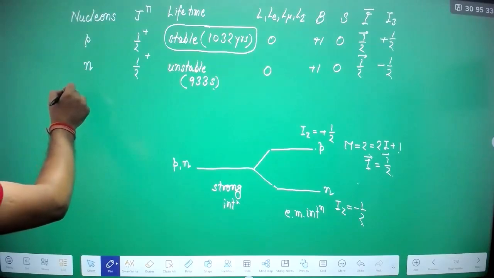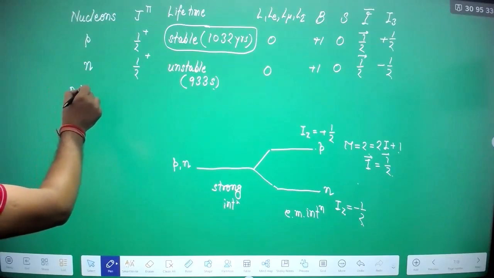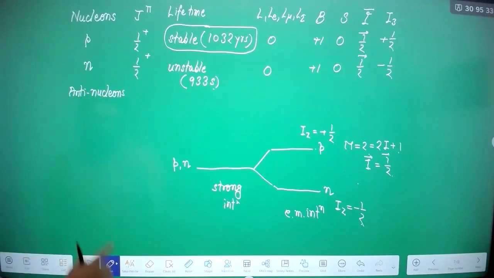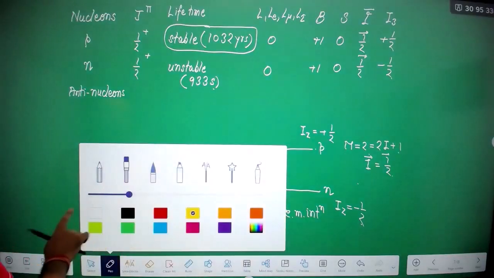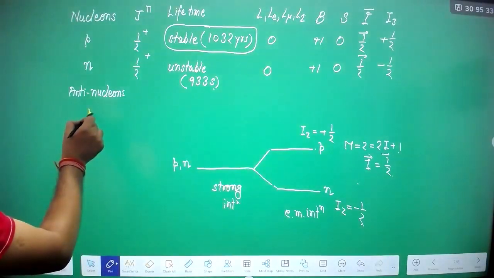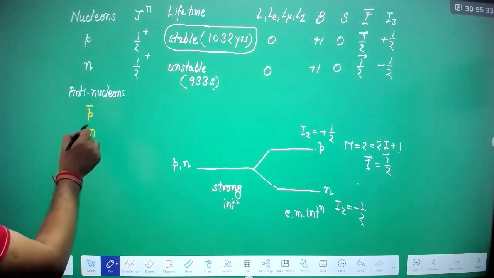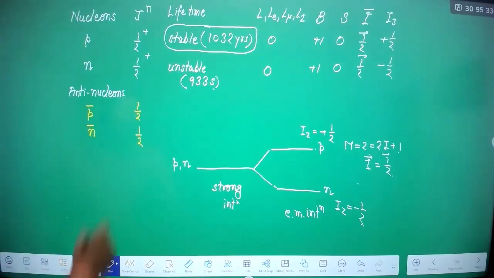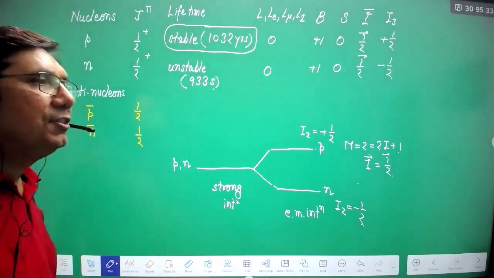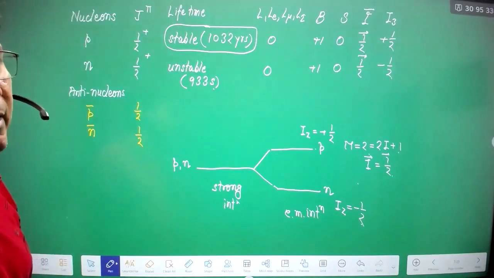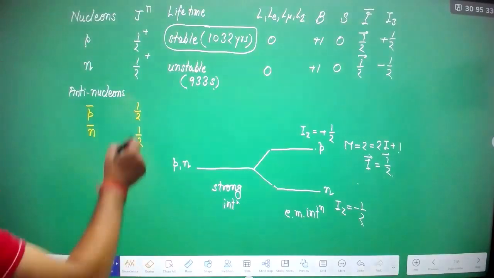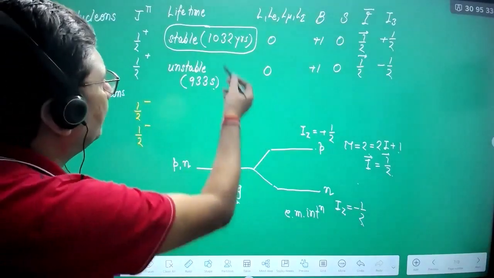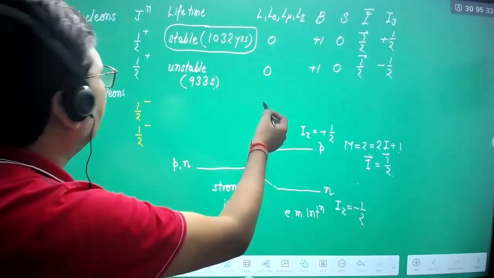If you write anti-nucleons, anti-particles, they will be p bar and n bar. Spin will remain half because they are fermions, but their parity will be changed. Fermions and their antiparticles have opposite parities, so this time it will be minus. I'm leaving this column, I don't have this number. And this will be 0.